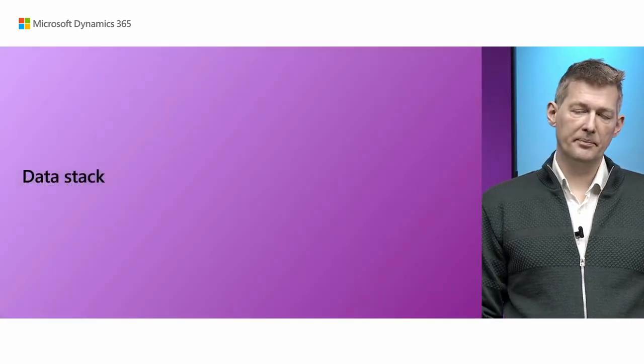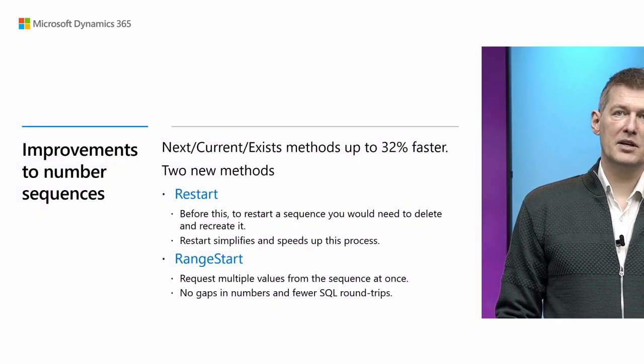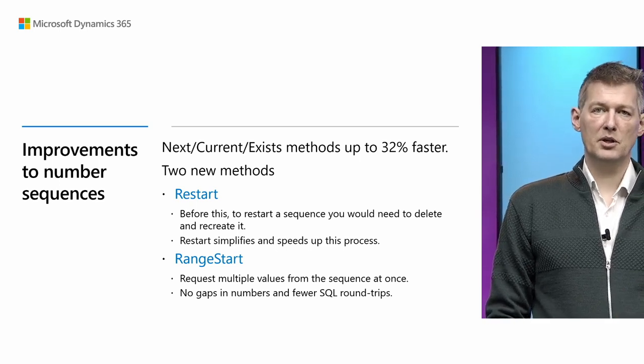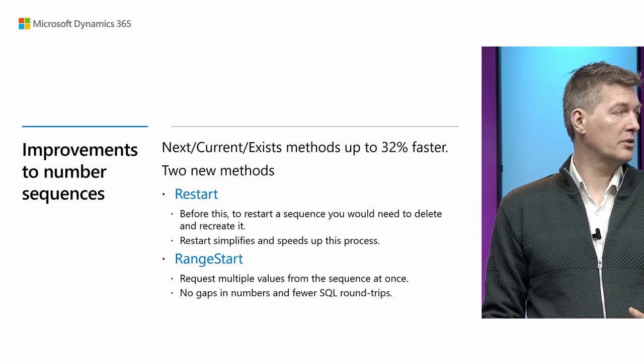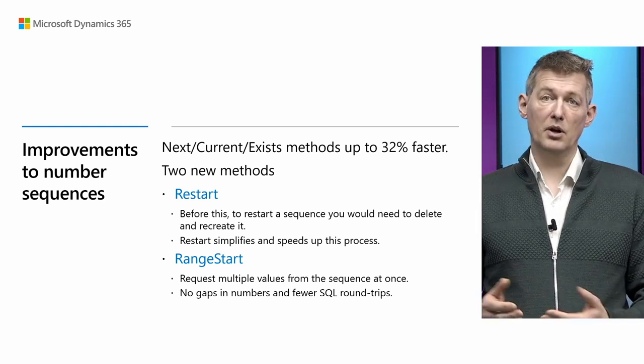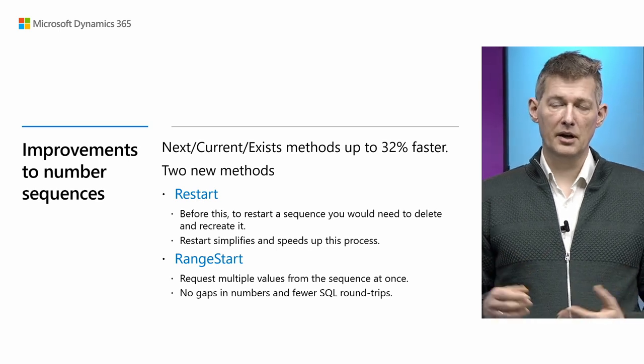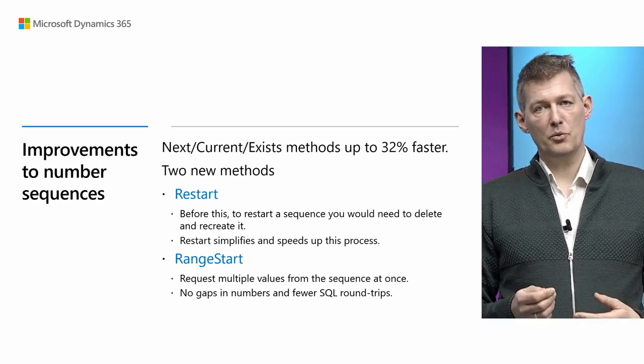So let's talk data. In this release wave, we added some new capabilities to the number sequence object, and we also tuned the existing methods. So first of all, next, current, exist methods are up to 32% faster. And we also introduced these two new methods.